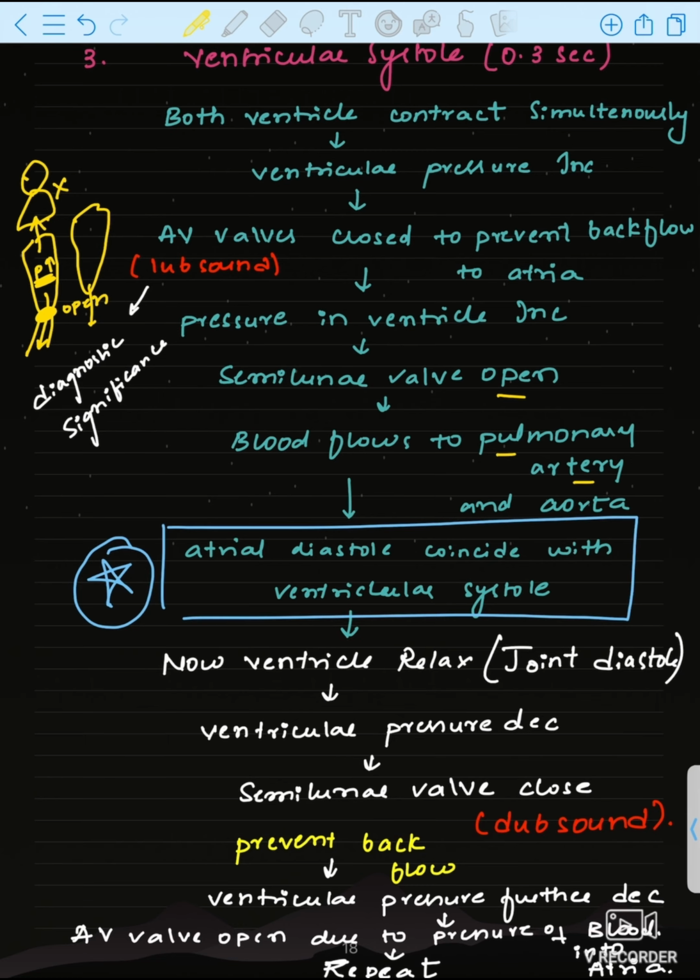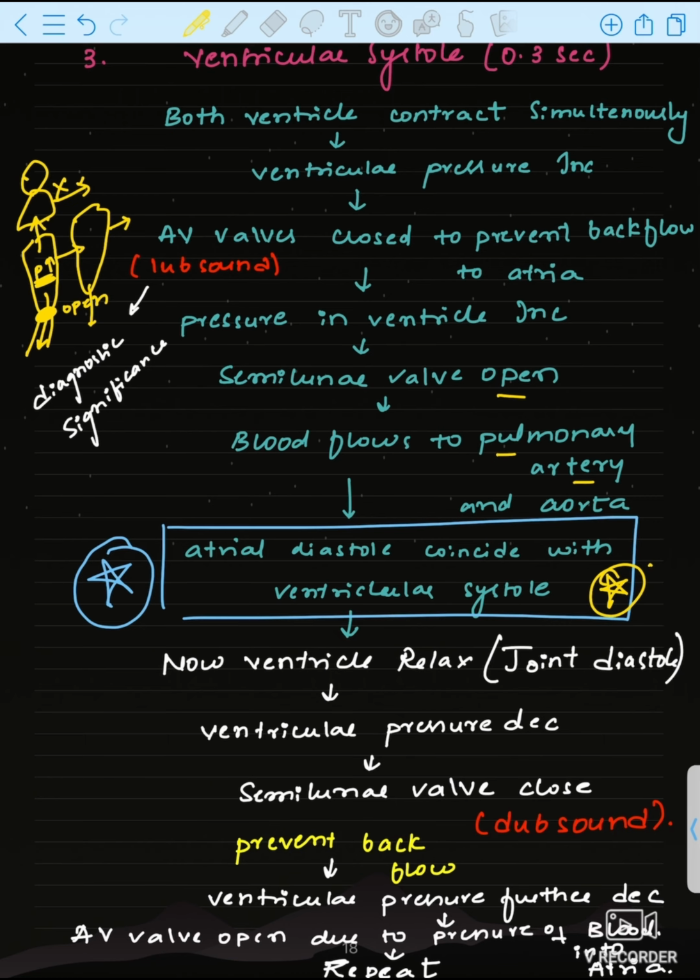Now what happened? The atria were contracting in the previous stage. Now ventricular systole is there. Ventricular contraction and atrial relaxation will coincide with each other. This is very important. Now the blood has flown into the pulmonary artery and aorta.